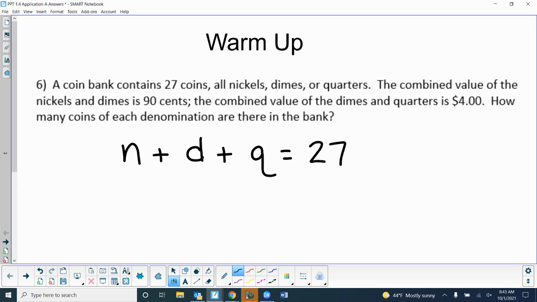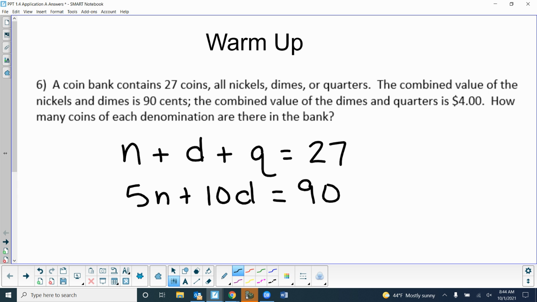The combined value of nickels and dimes, all right? So 5 cents for every nickel plus 10 cents for every dime equals 90 cents, right? Is that what that second sentence said? Does that make sense? Now, I like to put 5 and 10 instead of 0.05 and 0.10 and 0.90. Then I don't have to worry about decimals. But if you put the 0.05 and 0.10 and 0.90, that's the same problem, same equation.